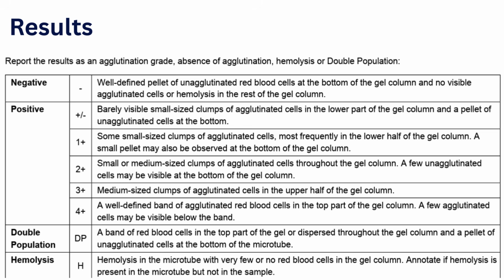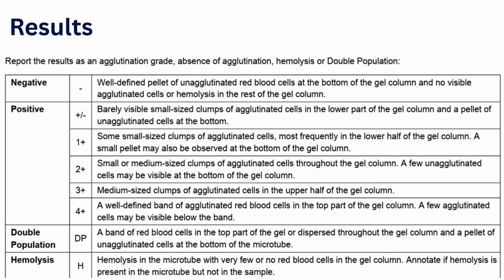Guys, I request you to use this grading because this is the one coming from the product insert of DG Gel Coombs from Grifols. For a 2 plus, we have small or medium-sized clumps of agglutinated cells throughout the gel column, and a few unagglutinated cells may be visible at the bottom of the gel column. For 3 plus, medium-sized clumps of agglutinated cells in the upper half of the gel column.